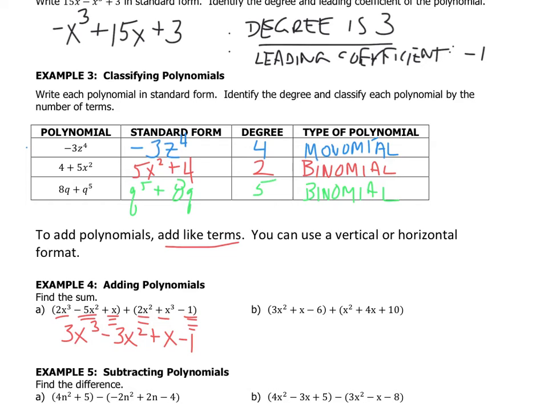On the next one, I see x squareds to give me 4x squared. I see x being added to 4x, which gives me 5x. I see a negative 6 being added to a 10, which gives me a 4.